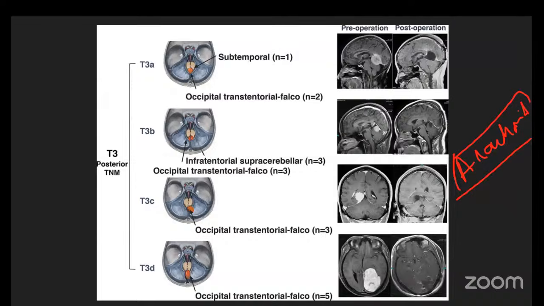So that is why the first surgery is the best shot at getting it out, because in the consecutive surgeries, you are not going to find preserved arachnoidal planes. So what type is this?